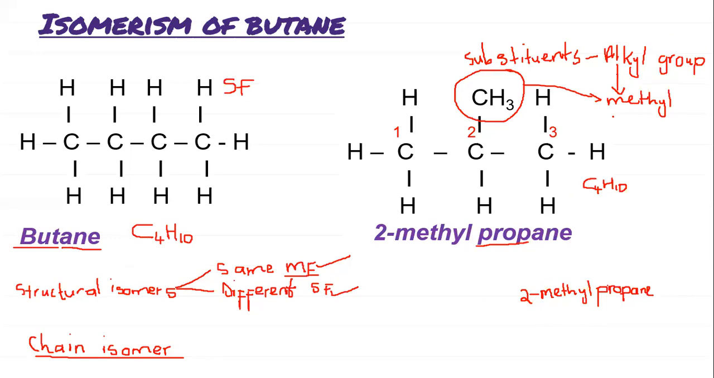And it doesn't matter how you had numbered here. Even if I numbered 1, 2, 3, this would still be my substituent, and it would be on carbon 2. It will still be bonded to carbon 2. So these are isomers because they have the same molecular formula but a different structural formula. And we classify them as chain isomers because they are organic compounds with the same molecular formula but a different type of chain altogether.